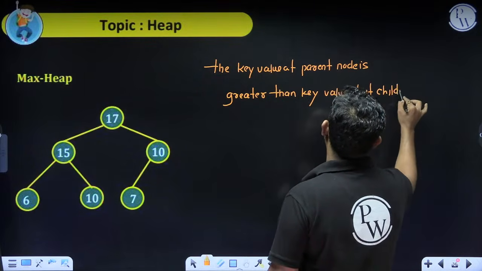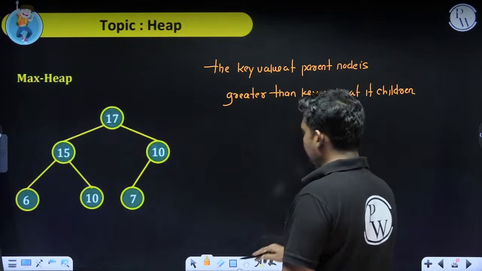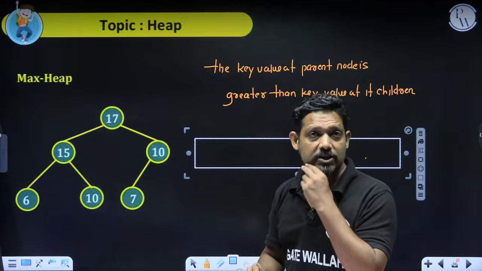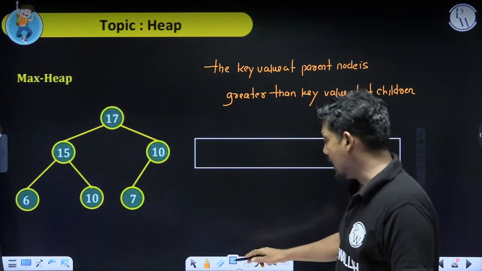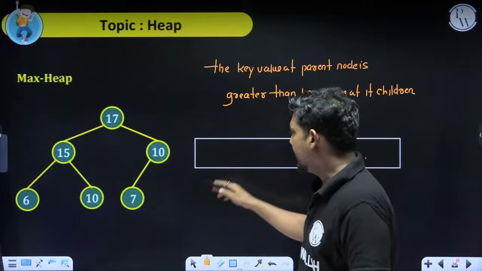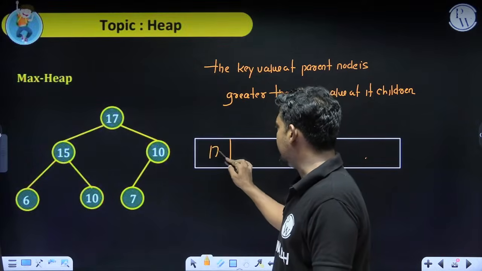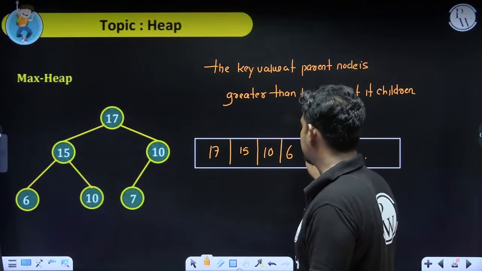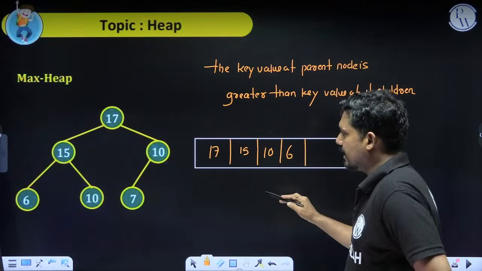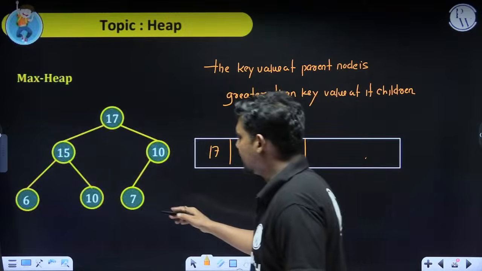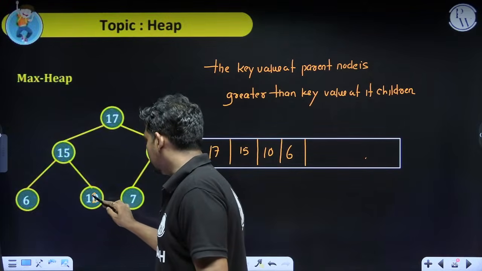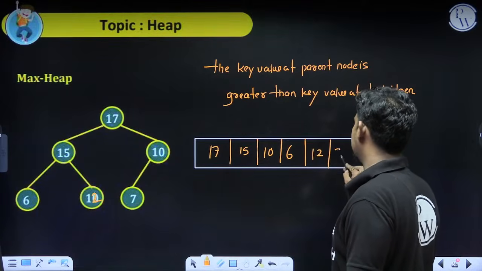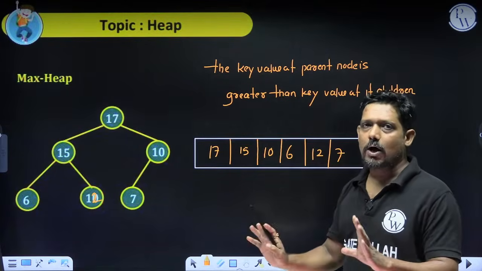One more point: we store this max heap in an array. How will this be stored in the array? It will be stored in this manner: 17, 15, 10, 6. Okay, 10 is getting repeated here, so let's make it 12. So 10, 6, 12 and 7. This is how it will be stored.